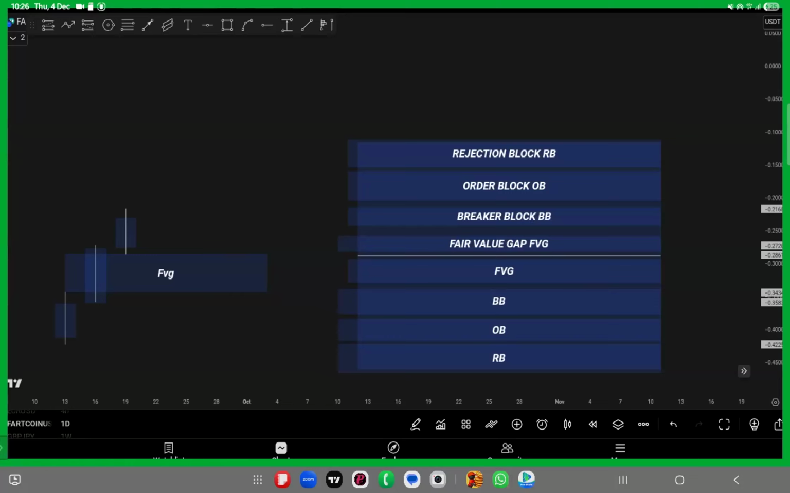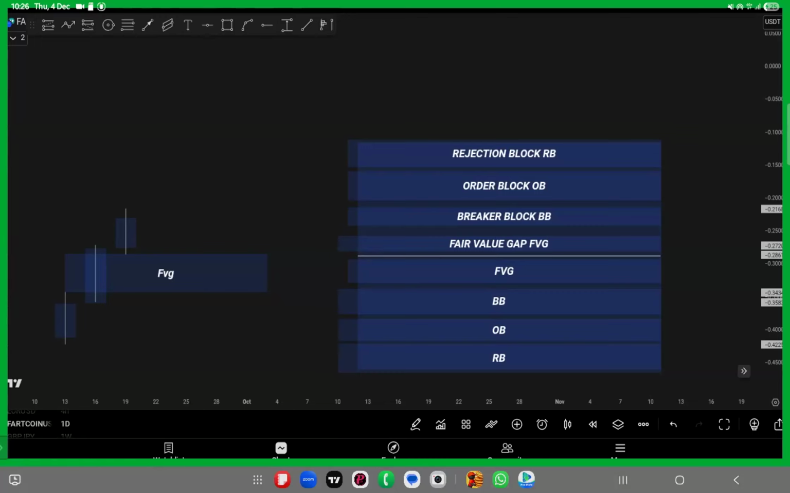One of the main criteria for identifying your order block is that it should have a fair value gap, and it should be the last opposite candle. Remember, the last opposite candle. What I mean to say is the last candle of the opposite trend.